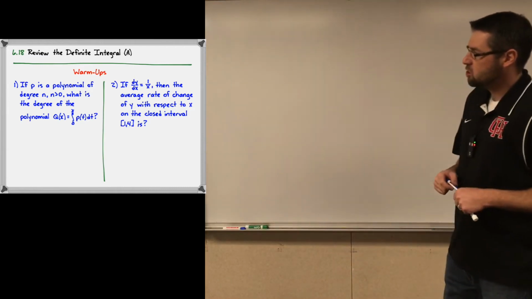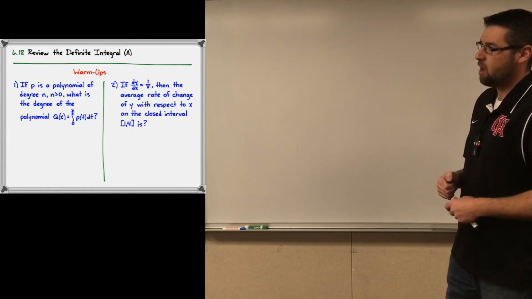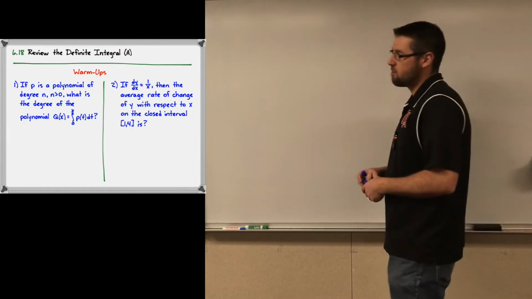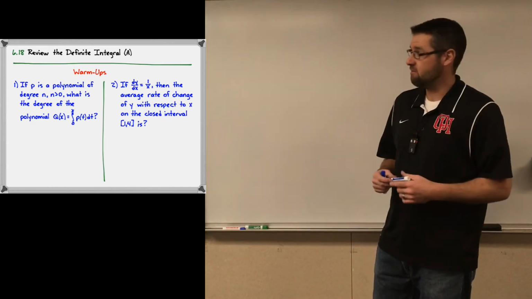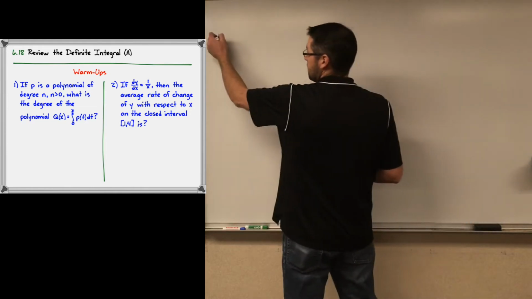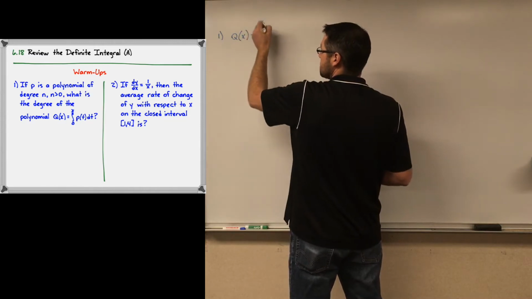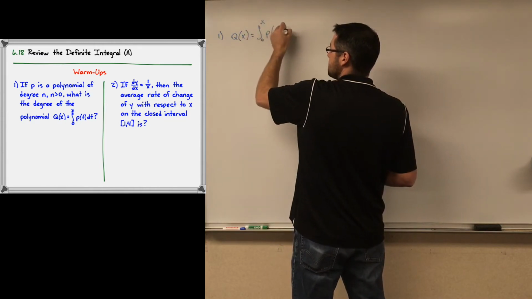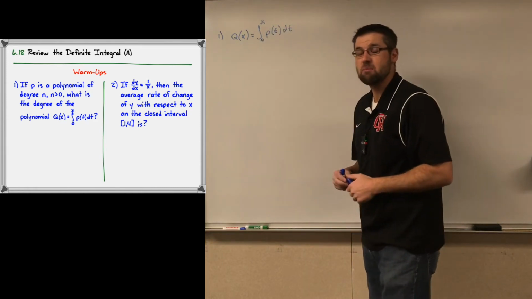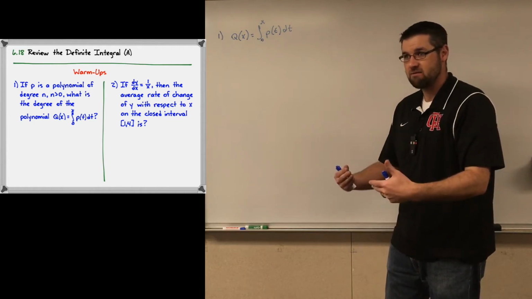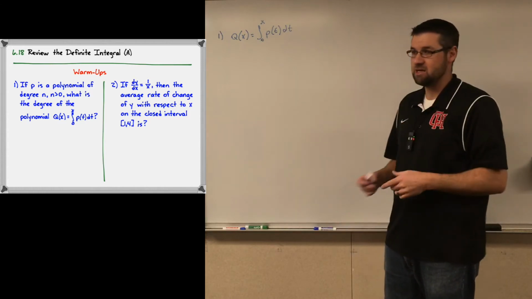So we know that q is a polynomial function, and we are trying to take the integral of a polynomial function. Remember, another way of defining an integral is taking the antiderivative of that function. So if I'm looking at q of x equaling the integral from 0 to x of p of t dt, we would take the antiderivative. Since I know q is a polynomial function, the antiderivative is adding 1 to the exponent and dividing by the new exponent.